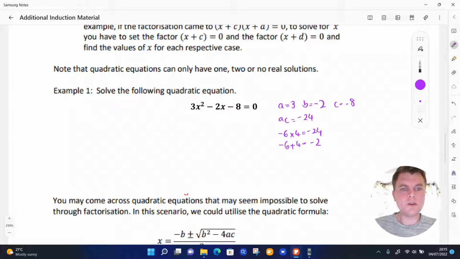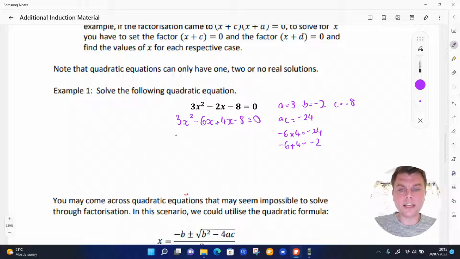I then use those two numbers, minus 6 and plus 4, and split that middle term of minus 2x. So I get 3x squared minus 6x plus 4x minus 8 equals 0. Now we look to factorise the first two terms and then the last two terms.